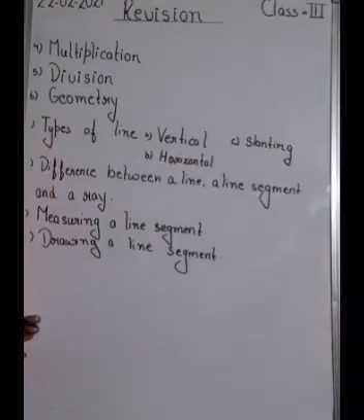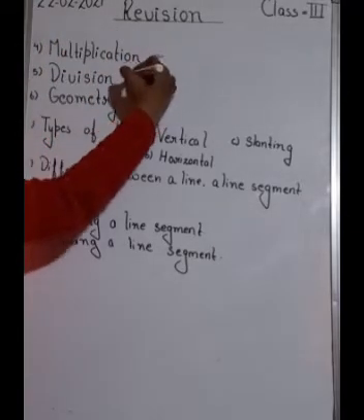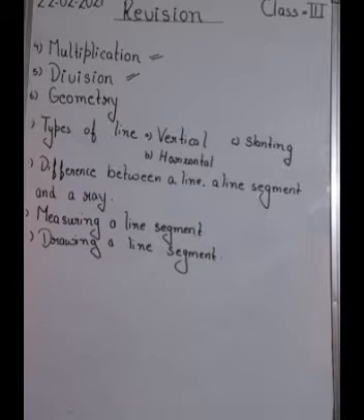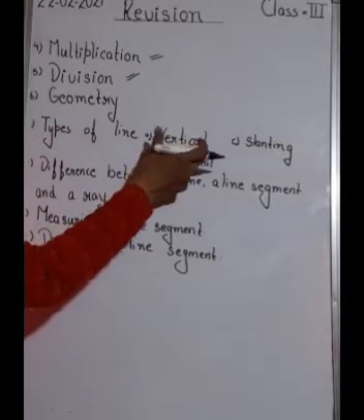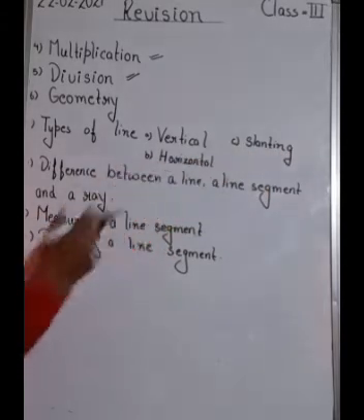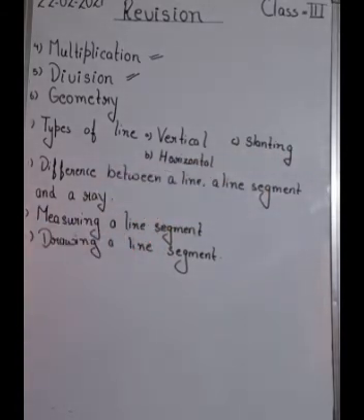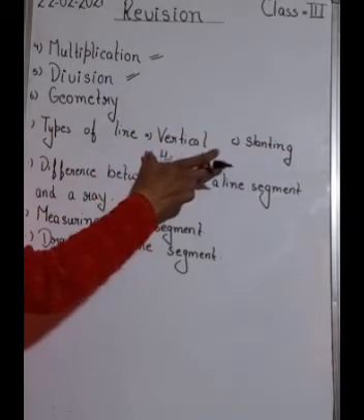Class 3rd, today we will go through a quick revision of your whole syllabus. First is your chapter number 4, multiplication, and second is division. This we have done. Now I'm just telling you what you have to prepare in geometry. In geometry you have to prepare types of lines. We know that we have 3 types of lines: vertical line, slanting line and horizontal line. So you have to know what a vertical line, slanting line and horizontal line is.